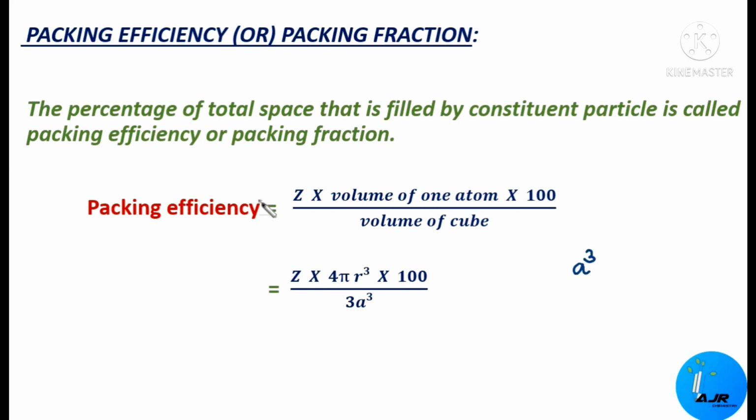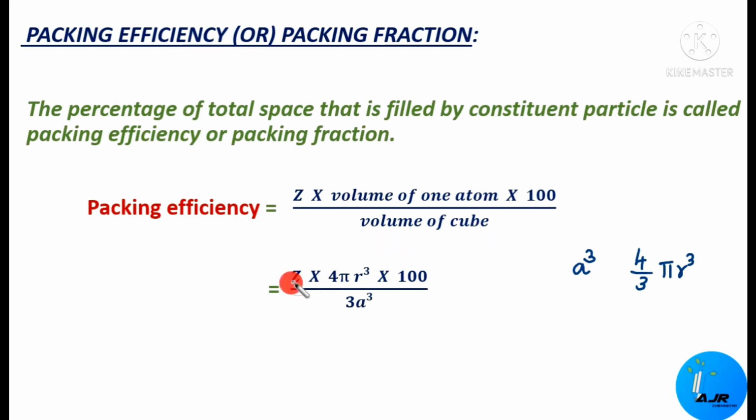What is the formula for determining the volume of one atom? If they are taking the atom as a sphere, then the volume of one sphere is 4 by 3 pi r cube. So that's what is written here, 4 by 3 pi r cube. This is the volume of one atom, and the volume of the cube is a cube, understood?